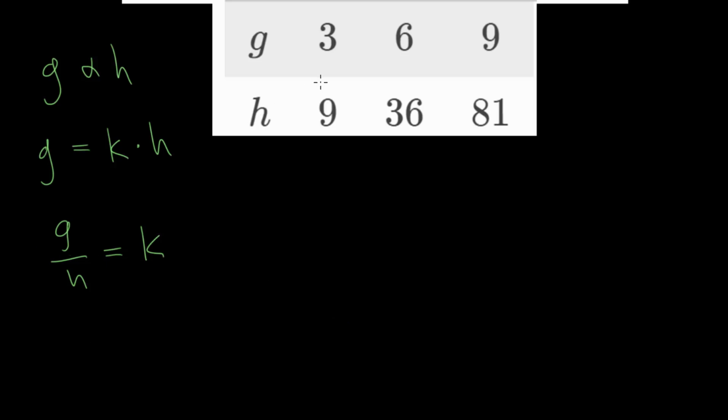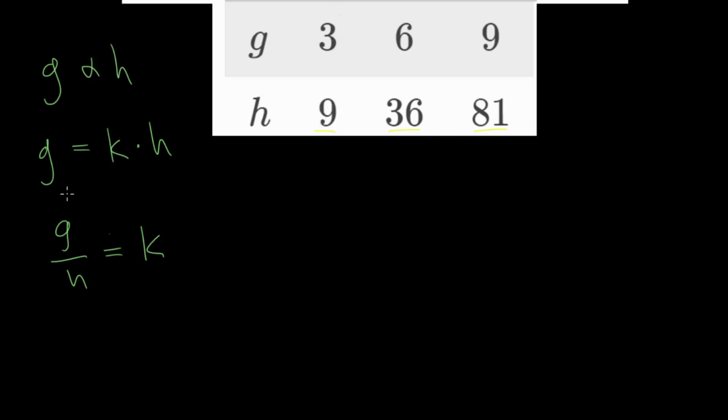So if we look at our variables and find their ratios for each of these three scenarios, and if they are always equal to the same number, then we know we're dealing with proportional variables. But if we get different numbers at each step, then we know they're not proportional. So let's start by looking at 9 and 3.